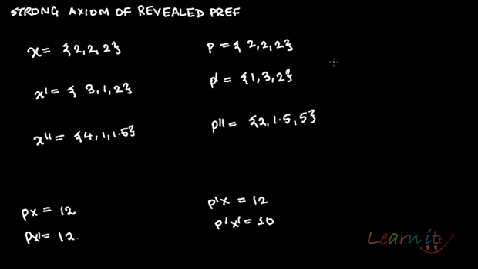Strong axiom of revealed preference. We'll talk about the strong axiom of revealed preference through an example, but before that, let me just check WARP. Is WARP satisfied or not? I'll just give you an idea of what the strong axiom of revealed preference is, but later on.